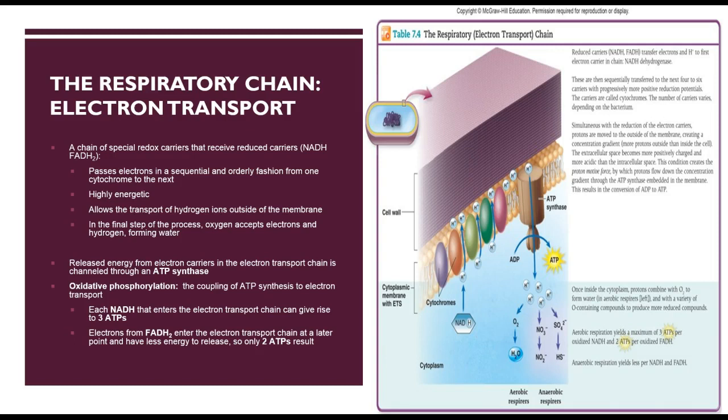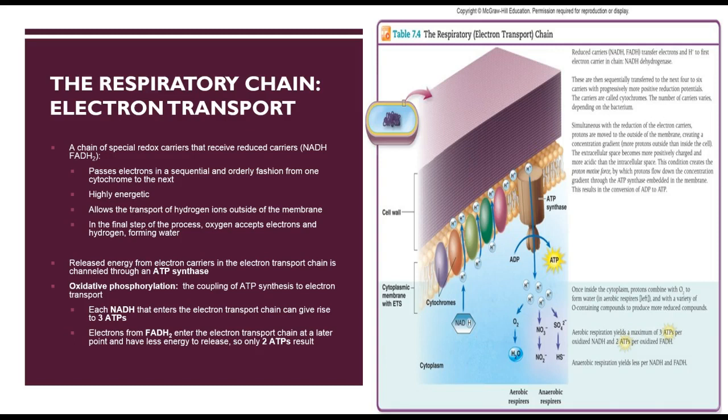In aerobic respiration, we're going to form oxygen and water. In anaerobic respiration, we're going to form things like hydrogen sulfide, nitrite, nitrate, sulfate, these non-oxygen molecules are going to form instead.